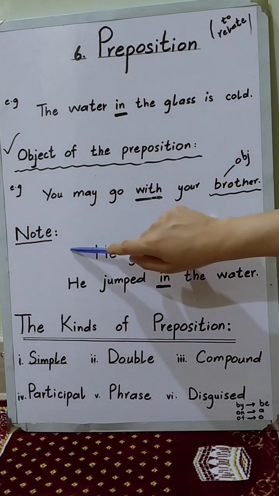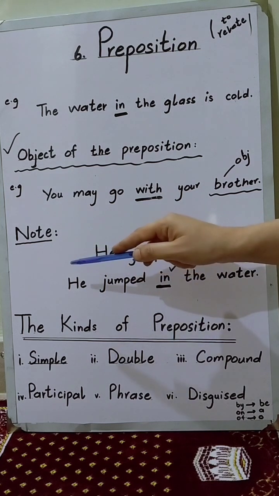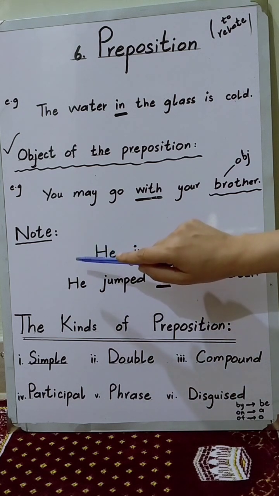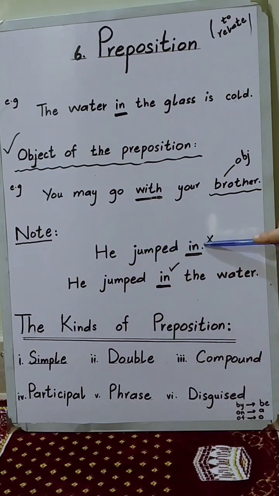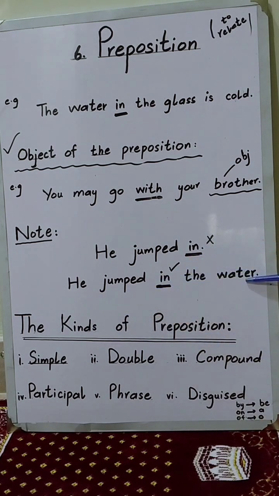Remember one thing. When you find a word that you think is a preposition, look for the object. Say the preposition and then say what. If there is a what or whom, you have a preposition. For example, he jumped in. In what? There is no answer. Therefore, in is not a preposition. He jumped in the water. Now when you say in what, there is an answer, water. So in here is a preposition.